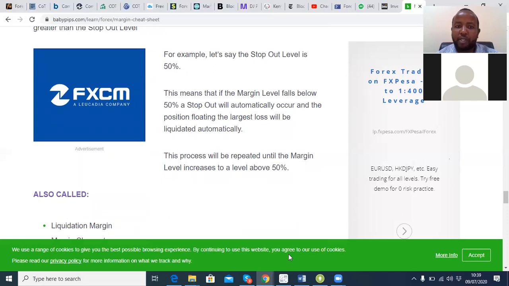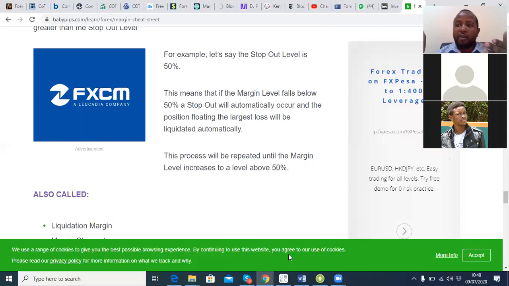For example, let's say the stop out level is at 50%. This means that if the margin level falls below 50%, a stop out will automatically occur and the position floating the largest loss will be liquidated. Say, for example, we have $5,000 or 10,000 and you have minus 1,000, minus 500, minus 300, minus 100. If the margin is used up too much and things are not working well in the account, the first position to be closed is the one with the highest loss. Why? Because we need to free up margin to keep the other positions running, whether they are at a profit or at a loss.